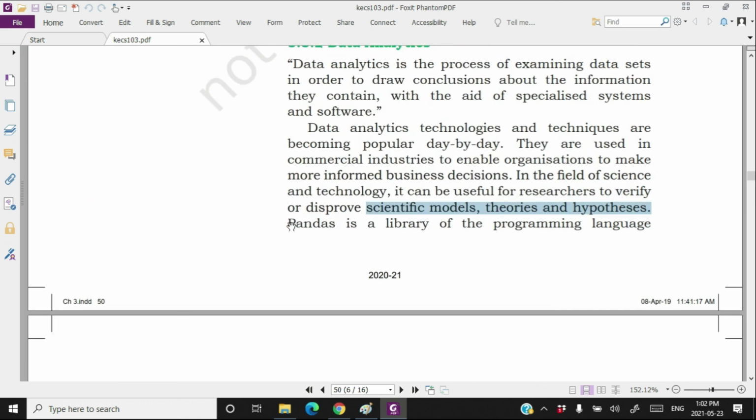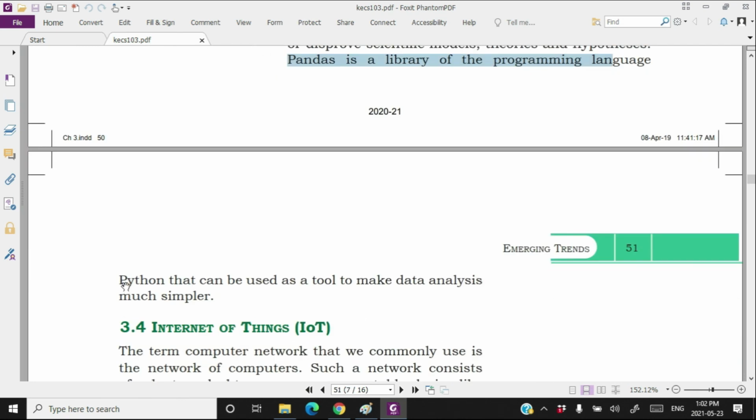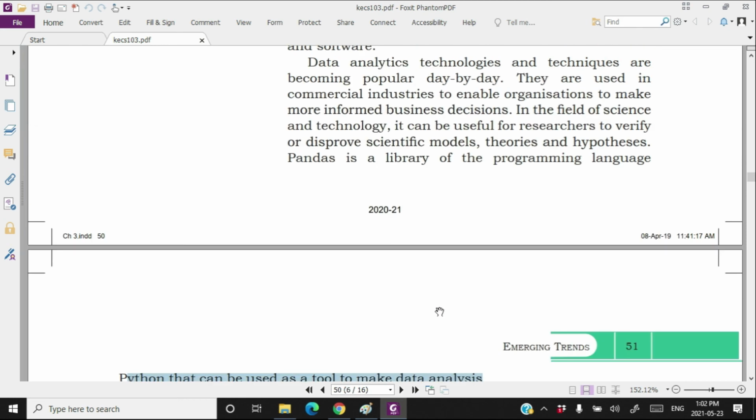See, there is one library, Pandas. This is a library of the programming language Python, and Pandas can be used to make data analysis much simpler. So if you want to make your career in the data analytics field, you should go with Pandas.